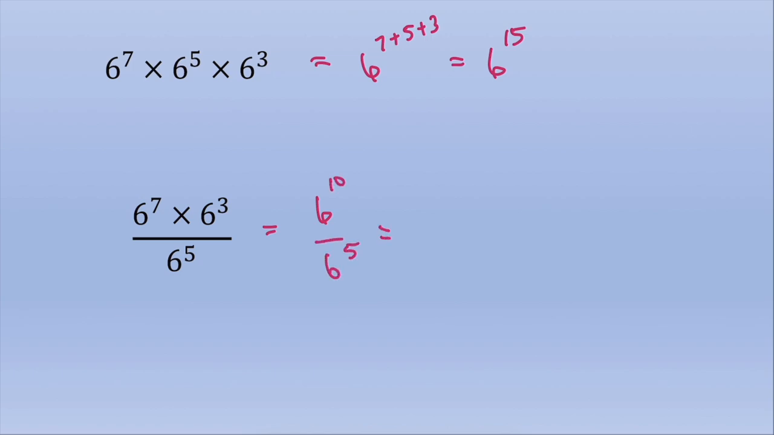Now it's a clear division. We're going to keep the 6. We're going to subtract the exponents. So it's always top minus bottom, in this case, 10 minus 5. So that would be 6 to the 5th. Again, keeping it 6 to the 5th is okay. Now, if it's something like to the second power or to the third power, you probably want to do that. But in this case, just leave it like that.